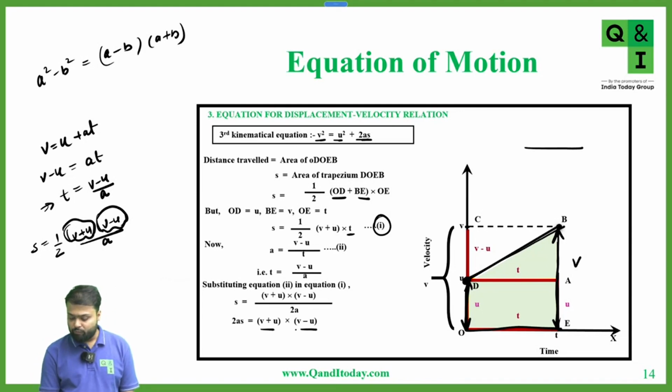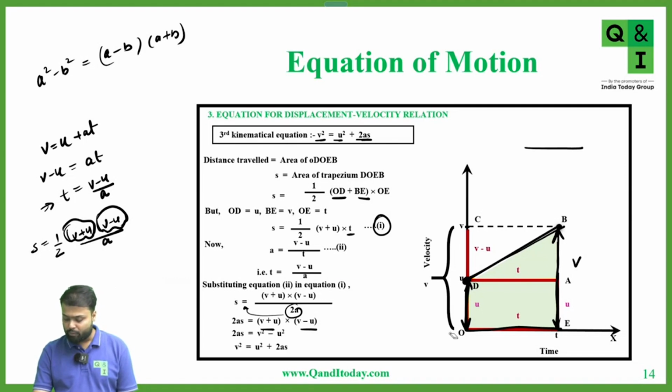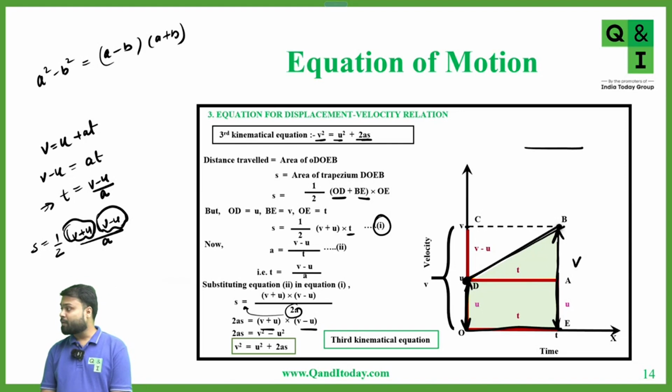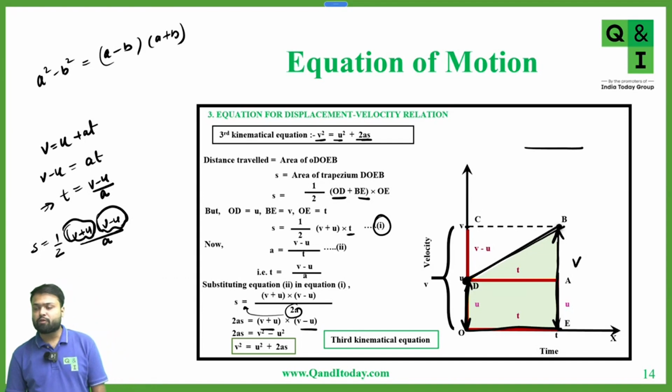So this is equal to v plus u into v minus u over 2a, since we multiplied by 2a here. So 2as is equal to v square minus u square. From here we get the third equation of motion, which is v square is equal to u square plus 2as. So any doubt in any equation of motion, anyone?